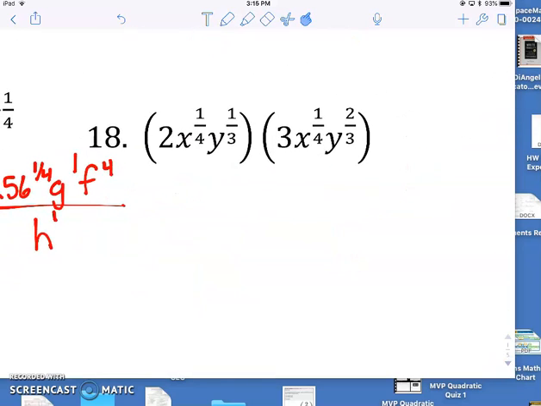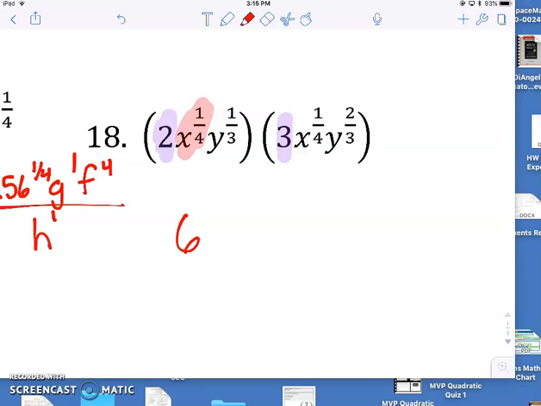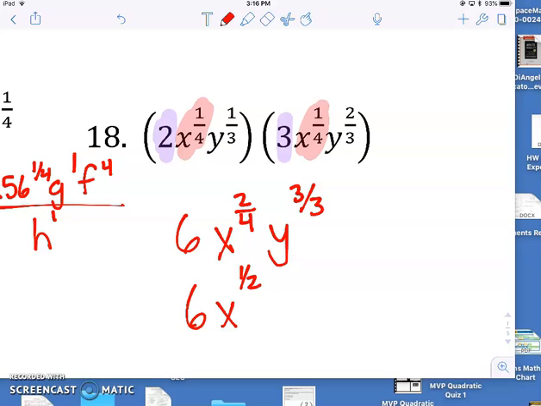18. So 18, we're just multiplying these. So if we multiply, 2 times 3 is 6. If we take a look at our x's, we got 1/4 and 1/4. So x to the 2/4. And then 1/3 and 2/3, y to the 3/3. So we can say 6x to the half, y to the 1st.